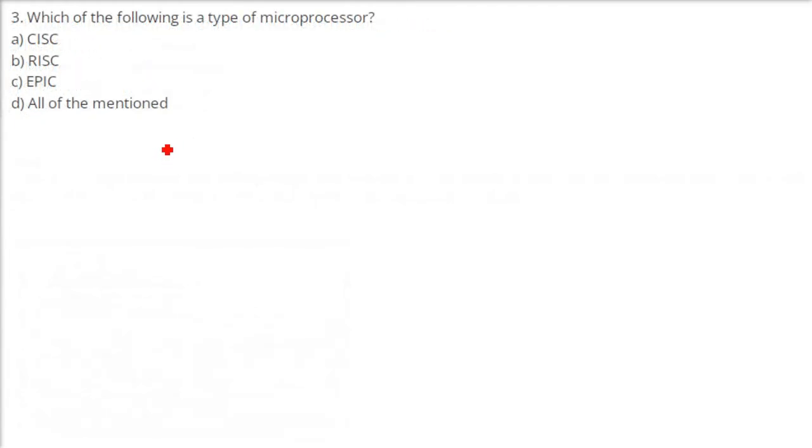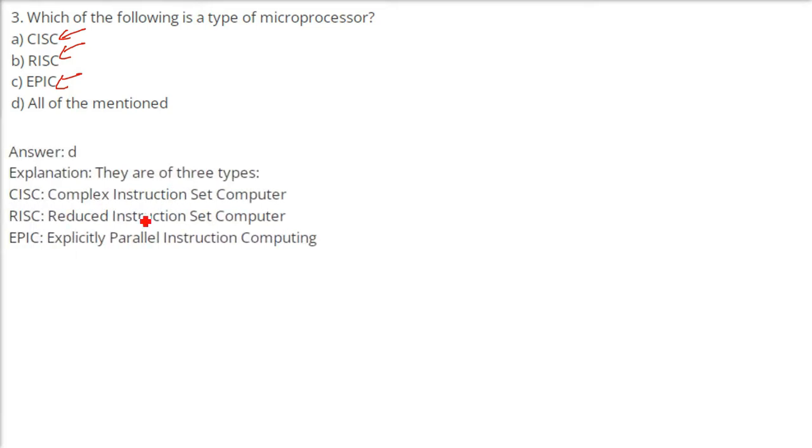Which of the following is a type of microprocessor? So all of these types, CISC, RISC, EPIC, are types of microprocessor. CISC is complex instruction set computer, RISC is reduced instruction set computer, EPIC is explicitly parallel instruction computing.